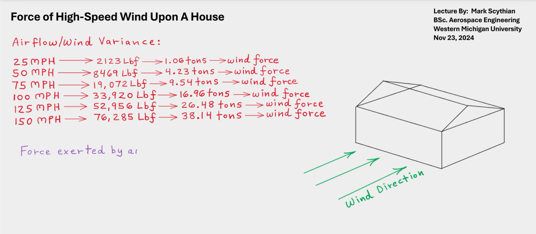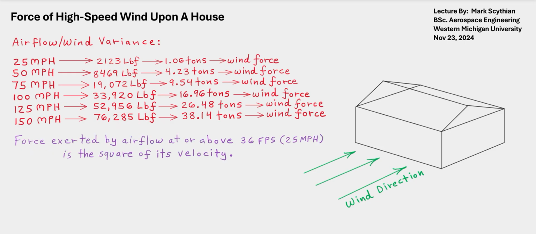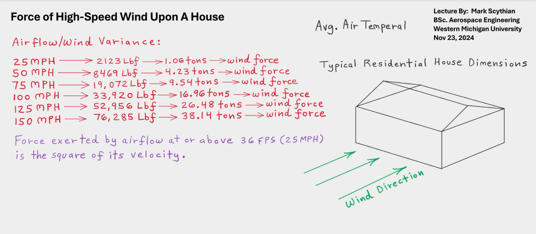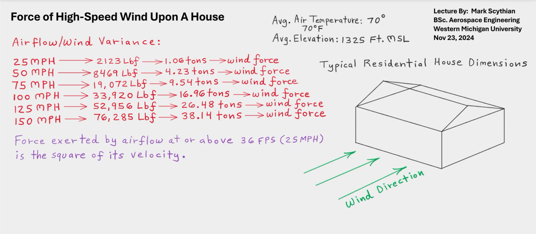So the main takeaway is that the force exerted by airflow at or above 36 feet per second or 25 miles per hour is the square of its velocity. So this represents a typical residential house dimensions, and the average air temperature of 70 degrees Fahrenheit and the average elevation of 1,325 feet above mean sea level.